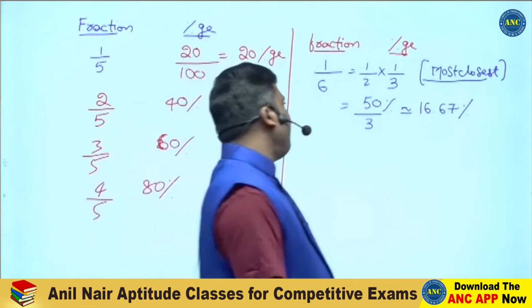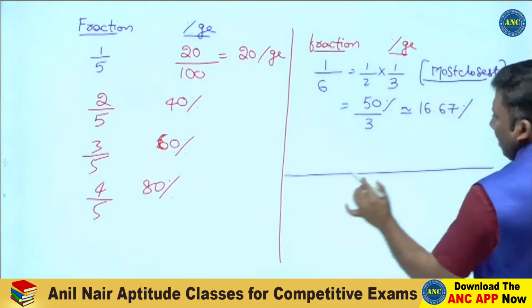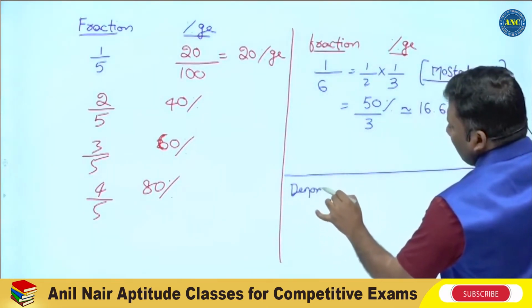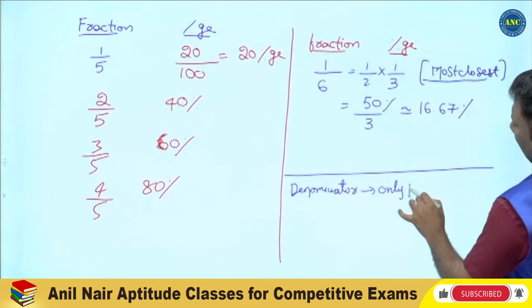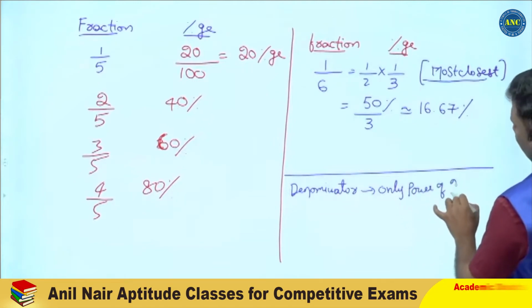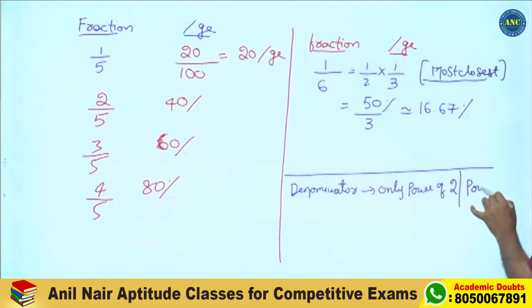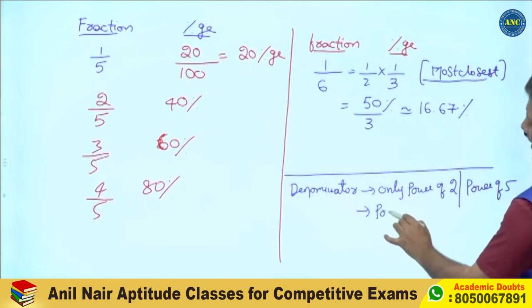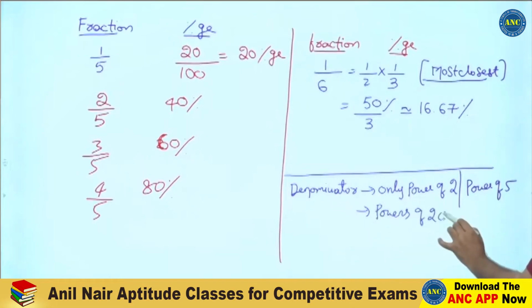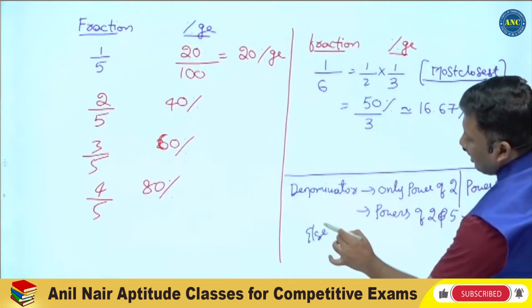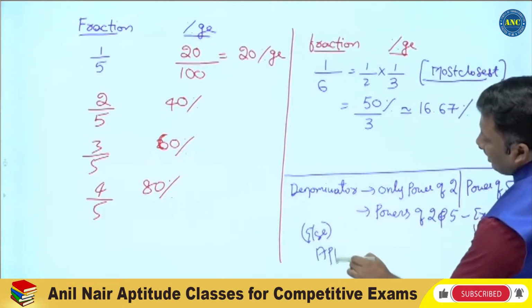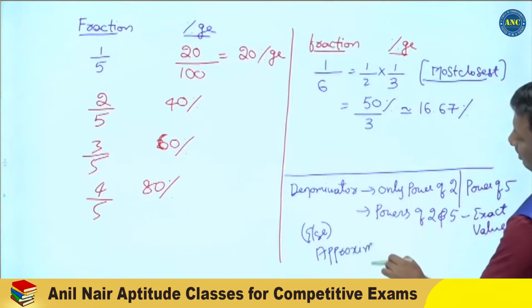Again, I am repeating it. I will write down the point here. Very, very good point, sir. If the denominator is derived from either only powers of 2, or only powers of 5, or powers of 2 and 5, I will get exact values. Else I will get approximated values. Please make a note of it, sir.